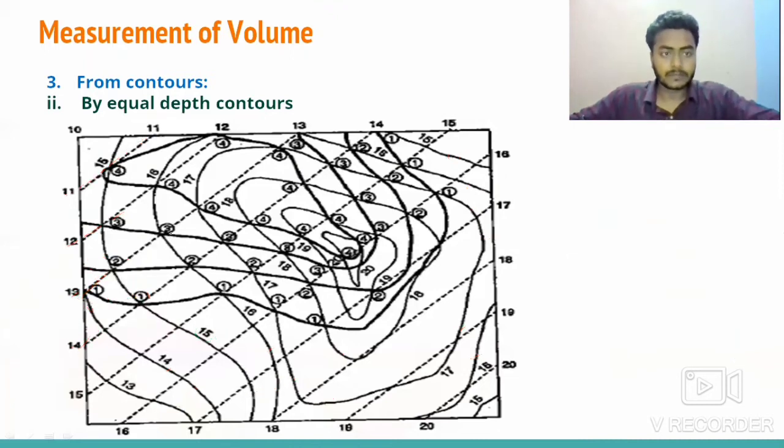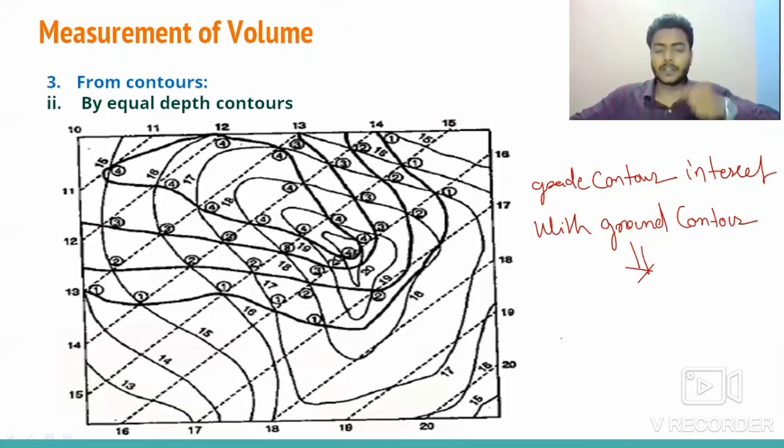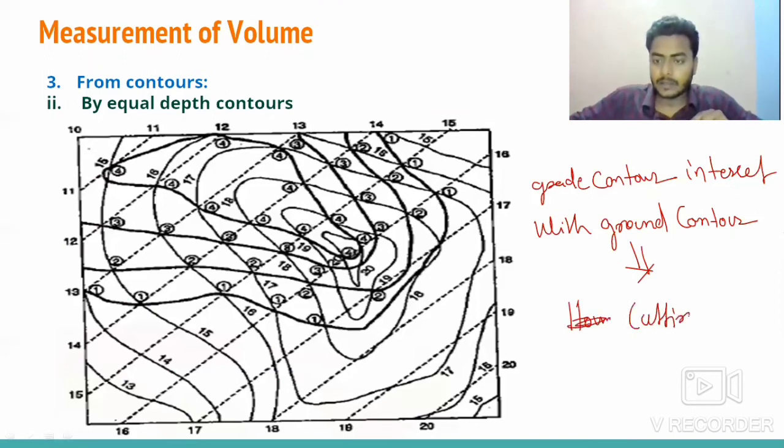Cutting for 2 meter. So in figure you can see wherever, when grade contour intersects with ground contour, it will give us how much amount we need to do cutting. It is giving us cutting height.